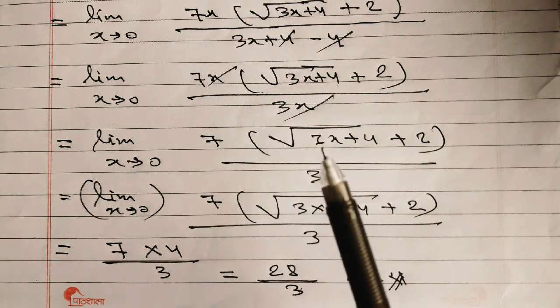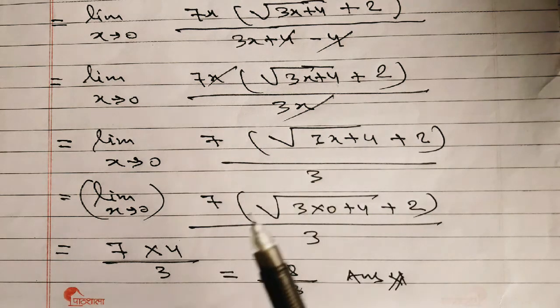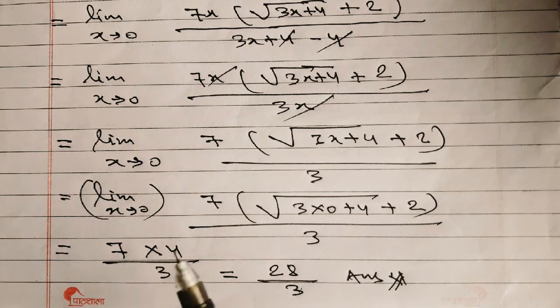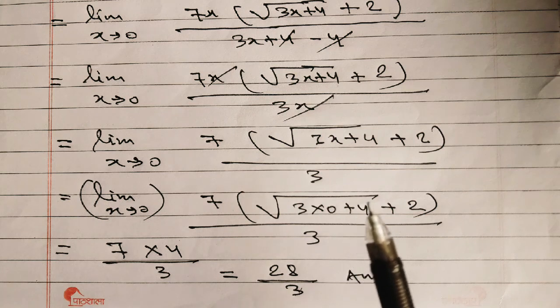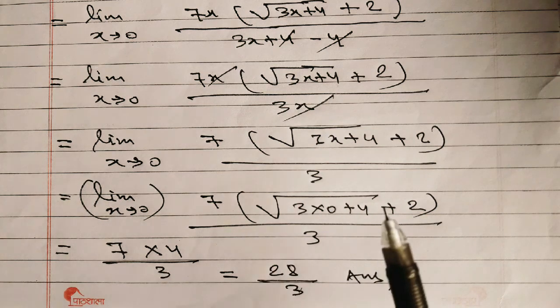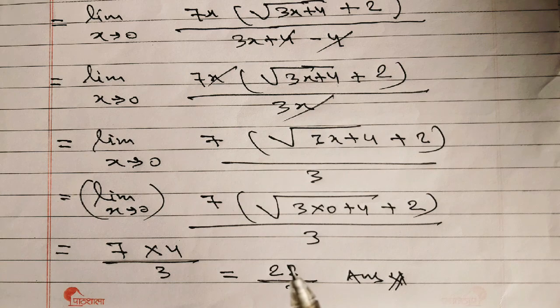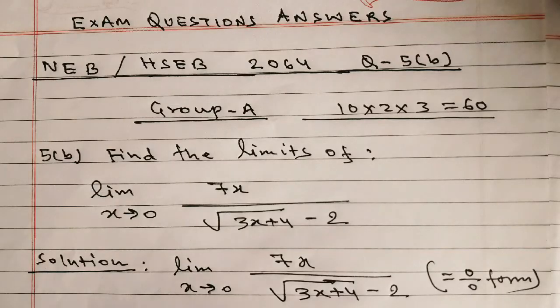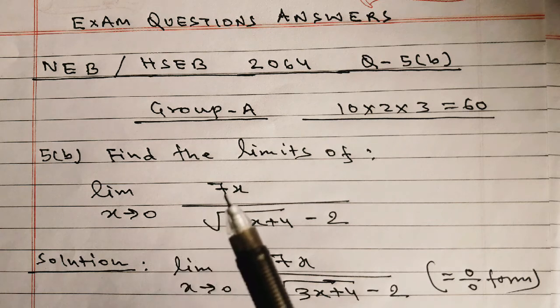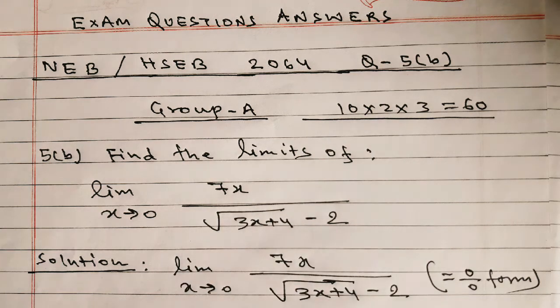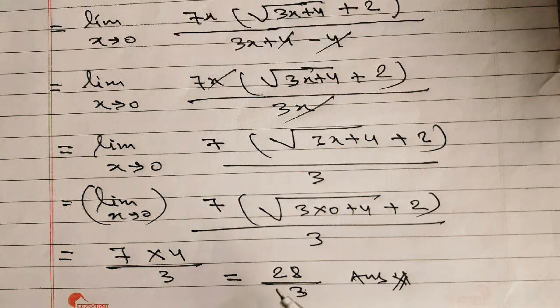When we put x equal to 0, we get 7 into root of 3 into 0 plus 4, plus 2, divided by 3. 3 into 0 is 0, 0 plus 4 is 4, the root of 4 is 2, and 2 plus 2 is 4. So 7 into 4 by 3, 7 times 4 is 28, so 28 by 3. This is the limiting value of the given function. So the limit as x tends to 0 of 7x by root 3x plus 4 minus 2 is equal to 28 by 3, which is the required answer.